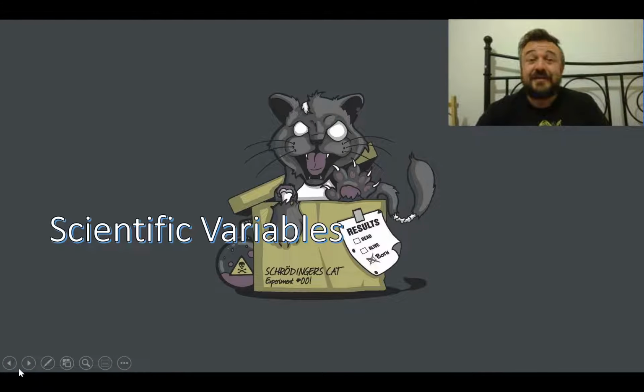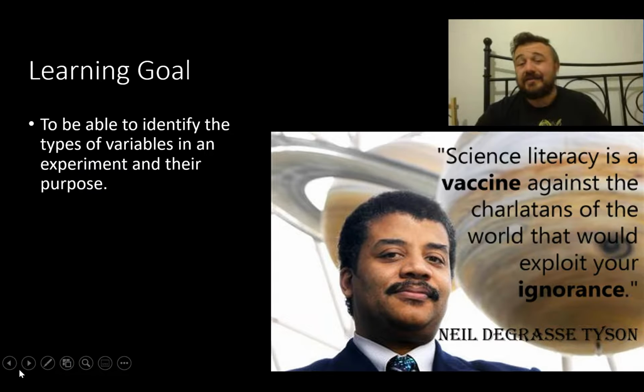We're going to start with scientific variables today. Basically, these are the components which make up our experiment as scientists. These are kind of our main ideal, right? Like this is our main core area of concern. So by the end of this, you should be able to identify the types of variables that exist within an experiment and what their purpose is, what it is that they do.